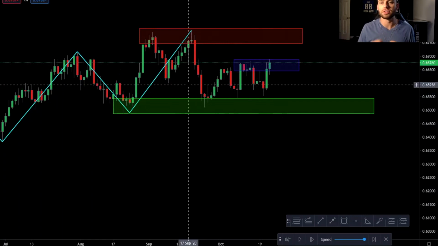But this is not a major level. And why is it not a major level? I want you guys to think for just a second before I answer the question. Why is this blue level not a major level of market structure?